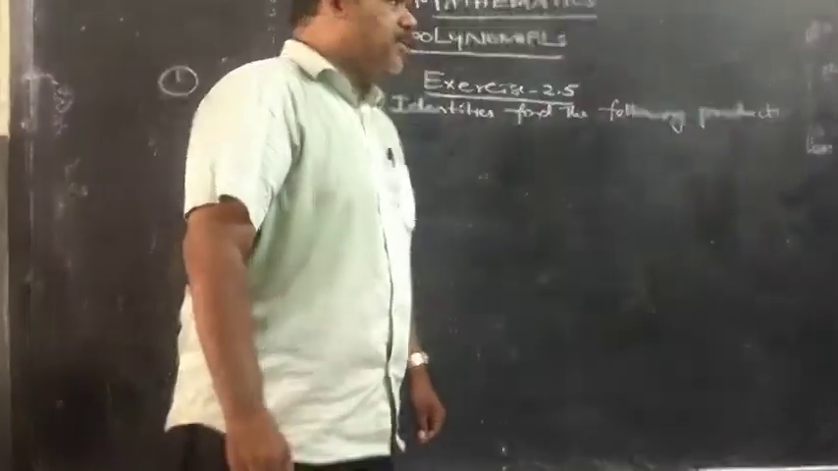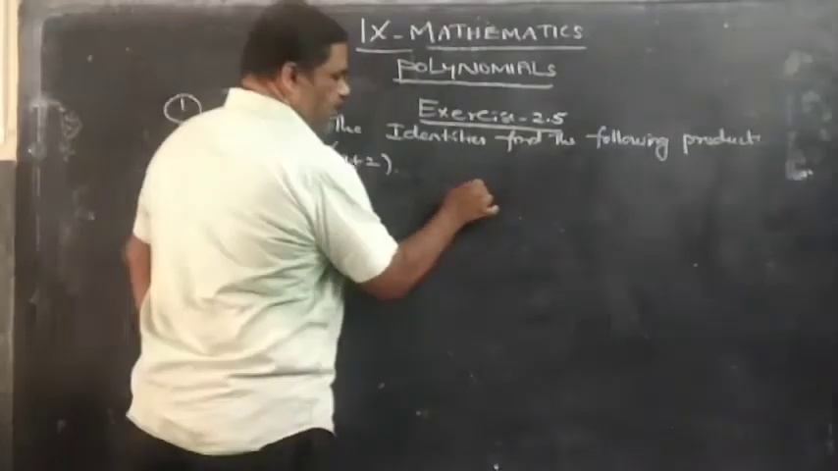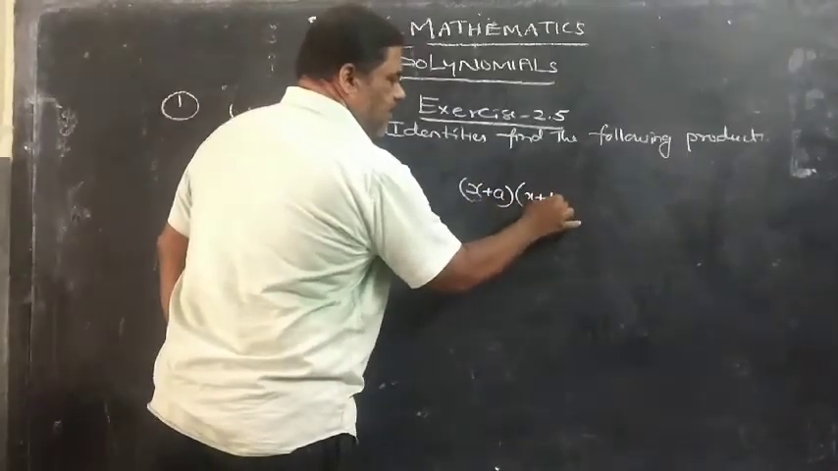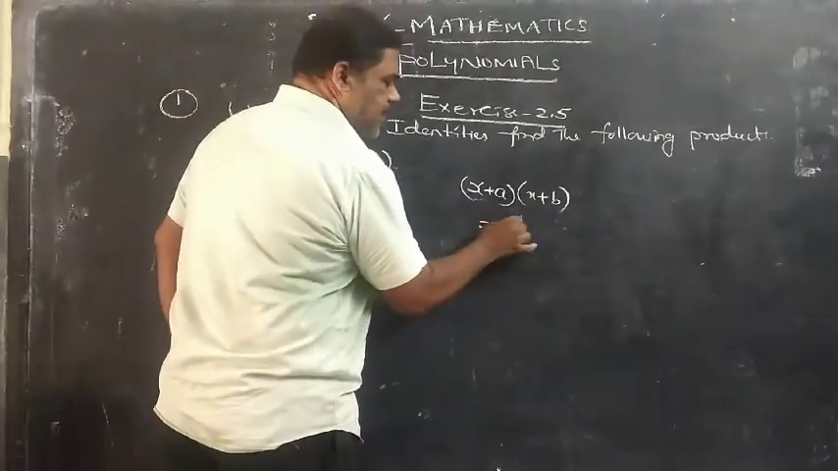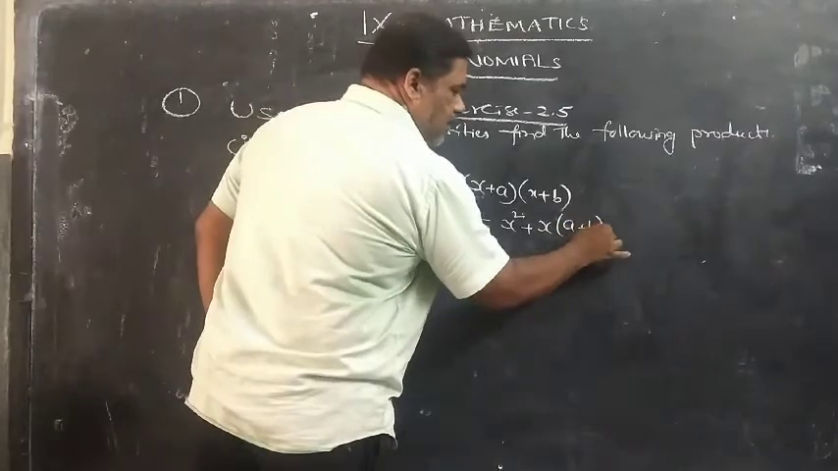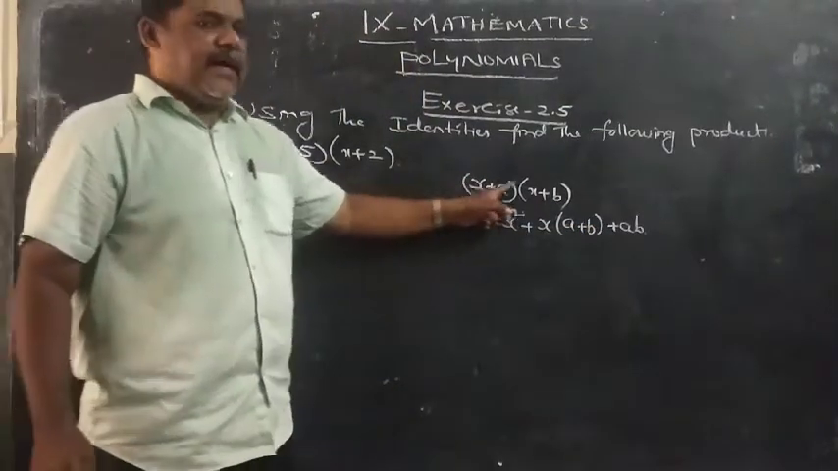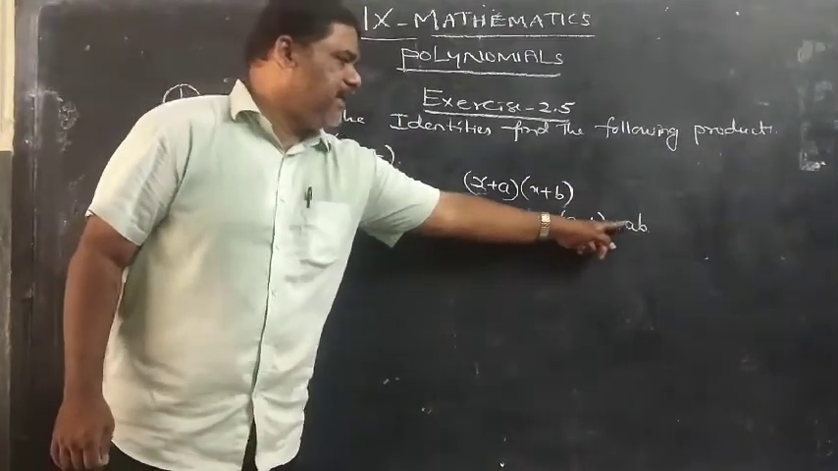Yesterday we have written some important formulae. They are called identities. For example, x plus a into x plus b. One formula is there for x plus a into x plus b. The formula is x square plus x into a plus b plus ab. So x plus a into x plus b is x square plus x into a plus b plus ab.